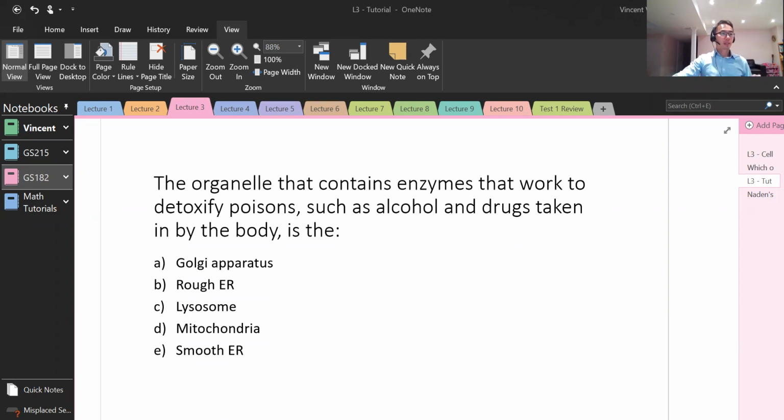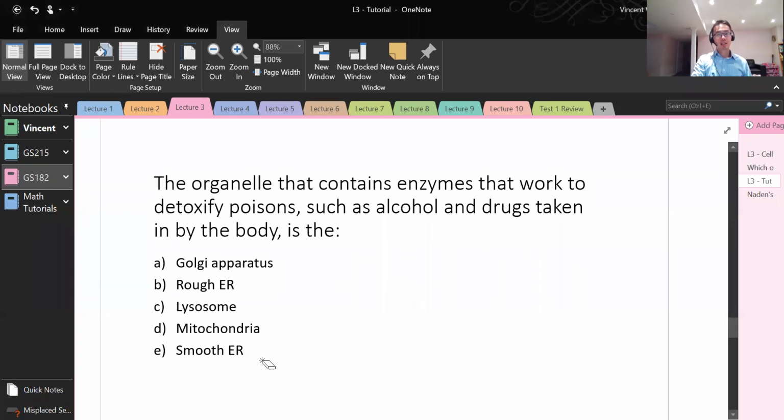Okay. I can see why this one is a little bit confusing, right? Many people choose smooth ER, but the keyword here is enzyme, right? So there are no enzymes in a smooth ER. It is the lysosome that has the enzymes. I also mentioned detoxification of drugs and alcohols in the smooth ER, and that does happen. But here the keyword is enzymes. That's why we know it's lysosome.